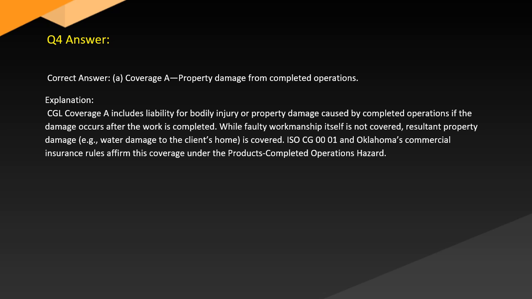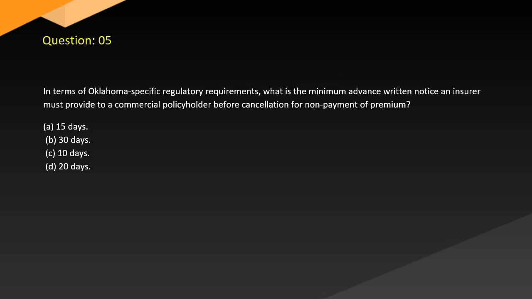Answer. Correct answer: A. Coverage A. Property damage from completed operations. Explanation: CGL coverage includes liability for bodily injury or property damage caused by completed operations if the damage occurs after the work is completed, while faulty workmanship itself is not covered. Resultant property damage, e.g., water damage to the client's home, is covered. ISO CG 00 01 and Oklahoma's commercial insurance rules affirm this coverage under the products-completed operations hazard.